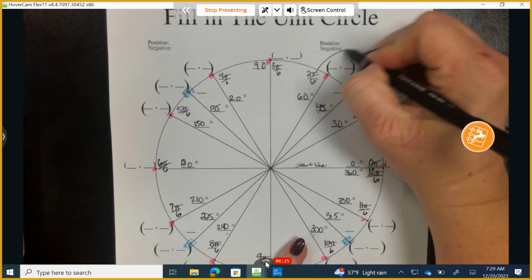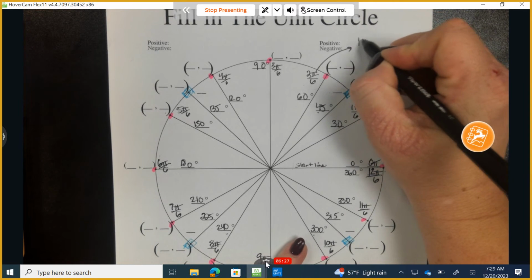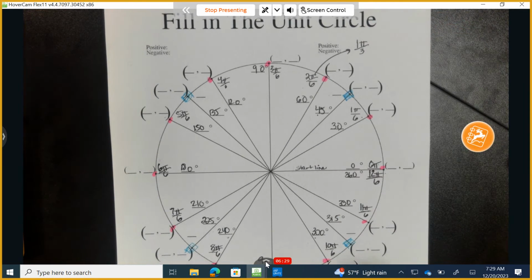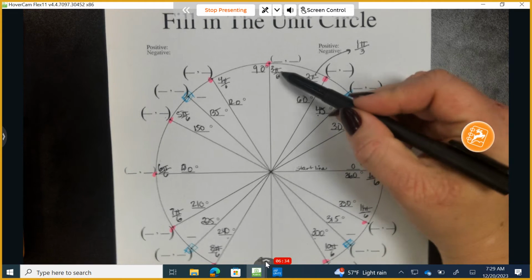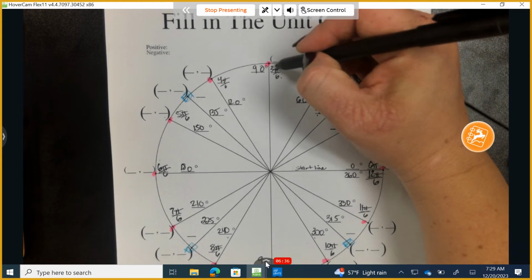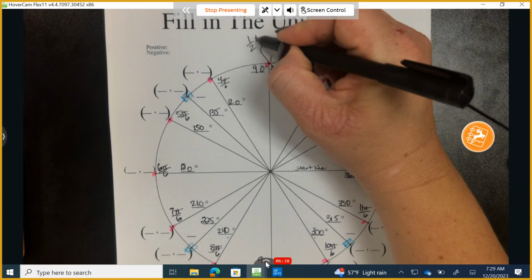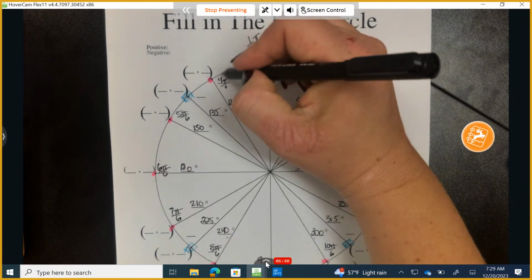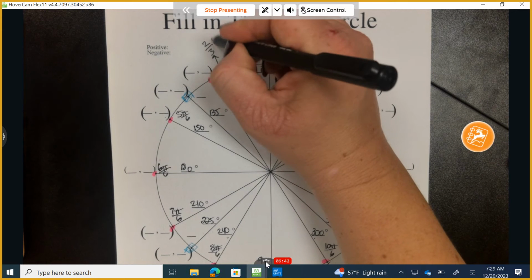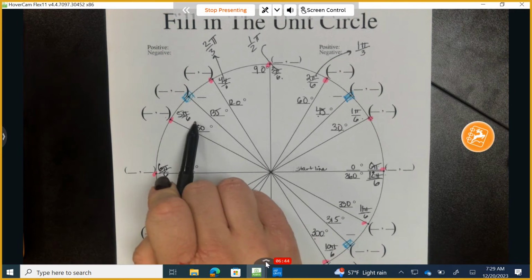Everybody, we're going to come over here and write, we know this is the same as 1 pi over 3. So when you see 1 pi over 3, you have to recognize it's the same as 2 over 6. Just like 3 over 6 is the same as 1 over 2 pi. Now 4 over 6, they're both even, so it's the same as 2 over 3 pi. 5 over 6 cannot be reduced.